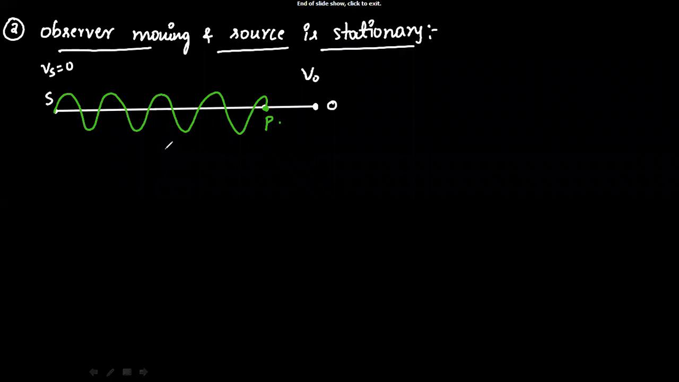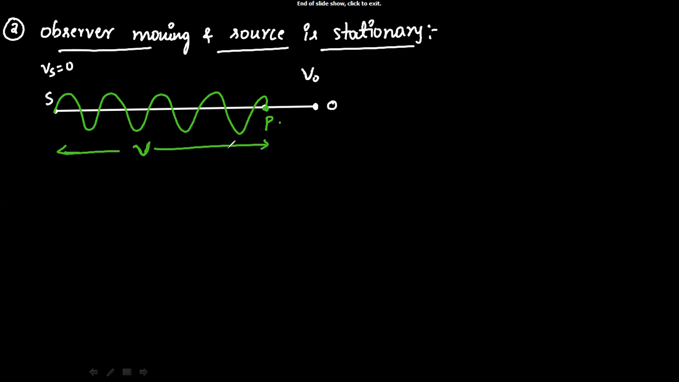Now the distance traveled by a wave in 1 second is taken as V. So V is the velocity of sound, and the distance traveled by a wave in 1 second will be taken as V.